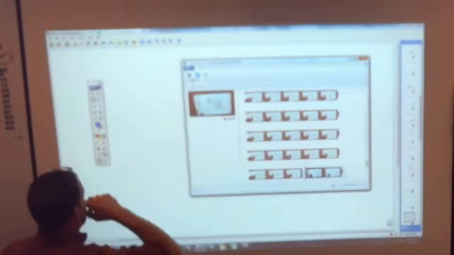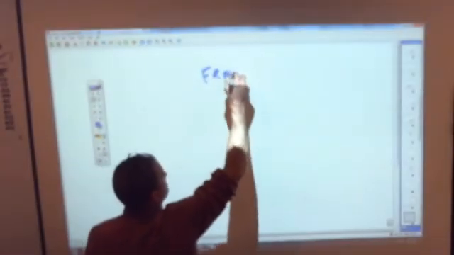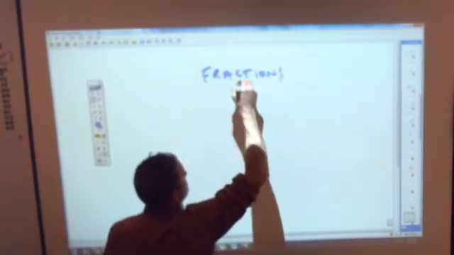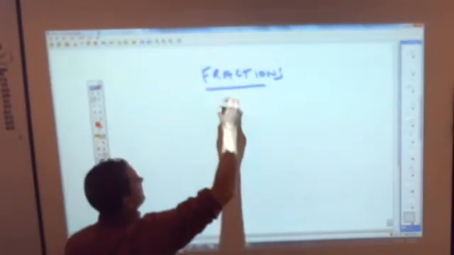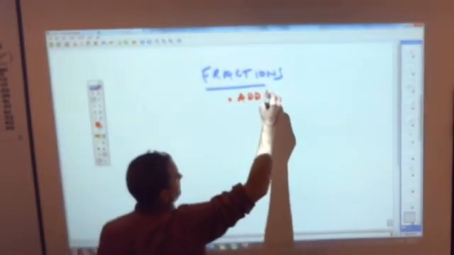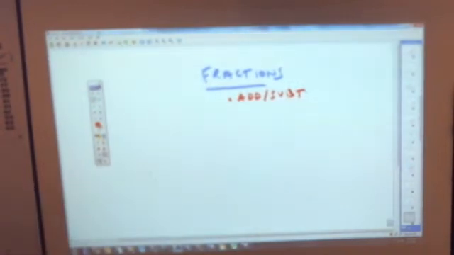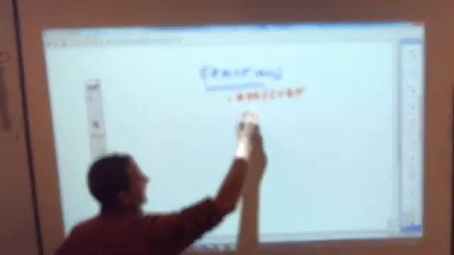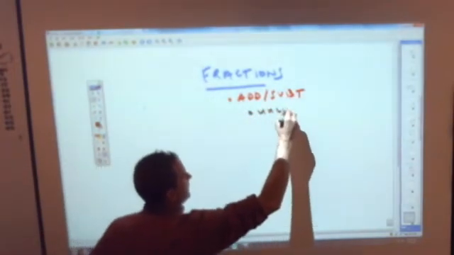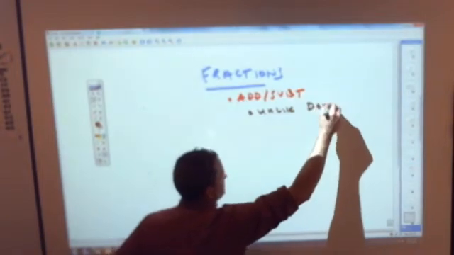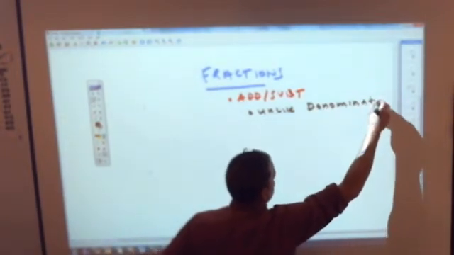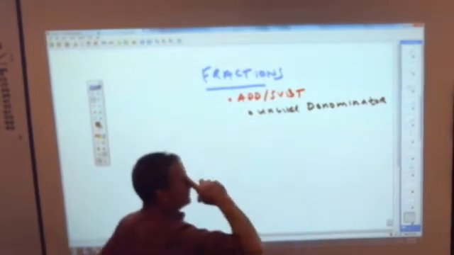Adding and subtracting fractions. So under fractions, you are adding and subtracting. Now, what's different about adding and subtracting on this little part that you have done, but they haven't called it that, is these fractions will have unlike denominators.